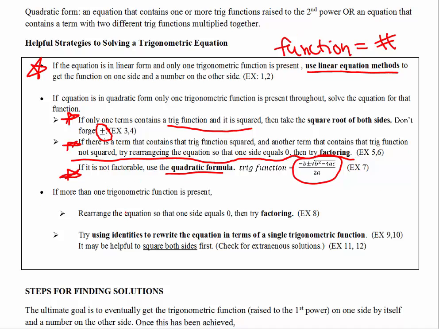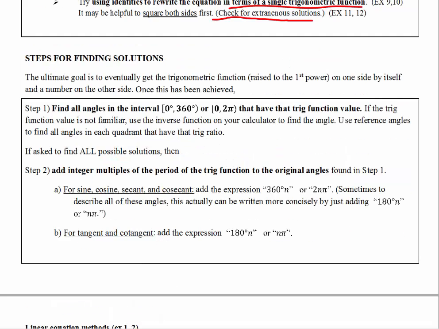If there's more than one trig function present, say we have sine and cosine within the same equation, the first thing that I would recommend is that we get everything on one side, 0 on the other, and try to factor. If factoring doesn't work, to isolate the trig functions in each of their own linear equations, then we might have to start to use identities to rewrite the equation so that we can get it in terms of one single trig function. Sometimes we might have to square both sides of the equation, in which case we must make sure that we actually check our solutions in the original equation to see if it works.